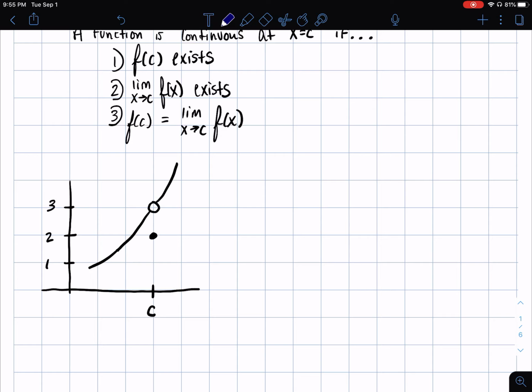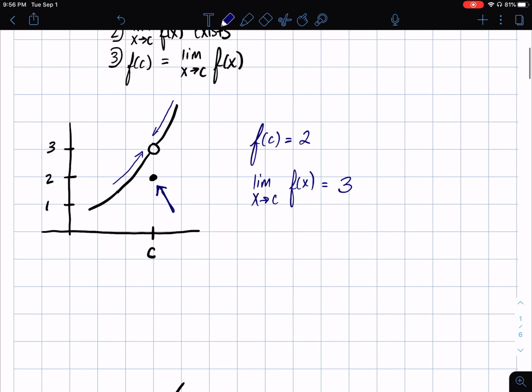Okay, so the first graph that we have here, we're just going to go through our steps. So we want to figure out, does f of c exist? Well, if we go to c and we look for the y value there, we have this closed point right here. So f of c does exist, and it's 2. The next thing we want to look for is the limit as x approaches c of f of x, and we want to see if that exists. And remember, limit is talking about as I get arbitrarily close from the left and from the right, what is the value that I'm approaching? And in this case, that value is 3.